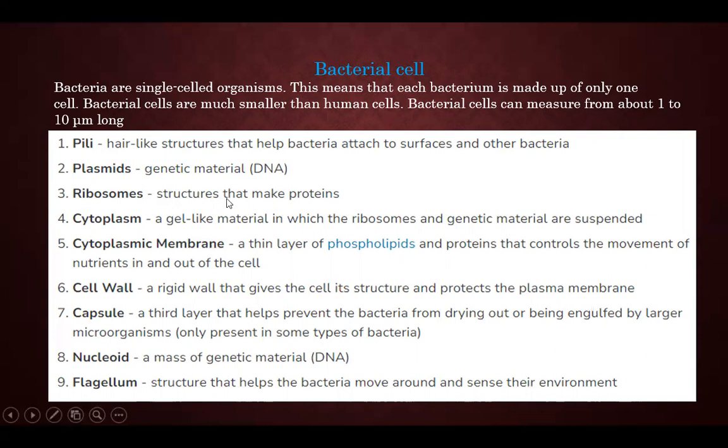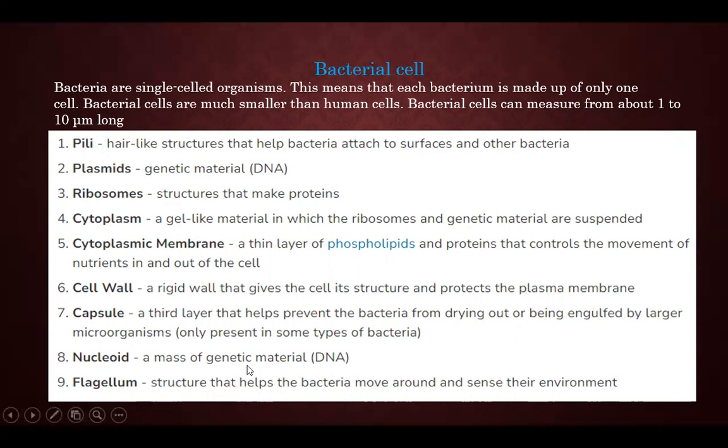Then the ribosomes are the structures that make up the protein. The cytoplasm is where all the genetic material is present, and where all the cellular activities are happening. Cell membrane is again phospholipid and protein, controlling the movement of substances in and out of the cell. As I've told you, the cell wall is rigid and it is made up of peptidoglycan. A capsule can be a third layer that might be present around the bacteria. It prevents the bacteria from drying out or being engulfed by larger microorganisms, particularly white blood cells and other organisms present in the water.